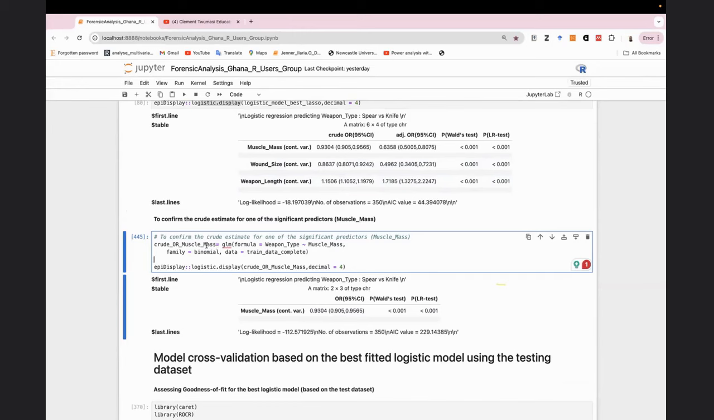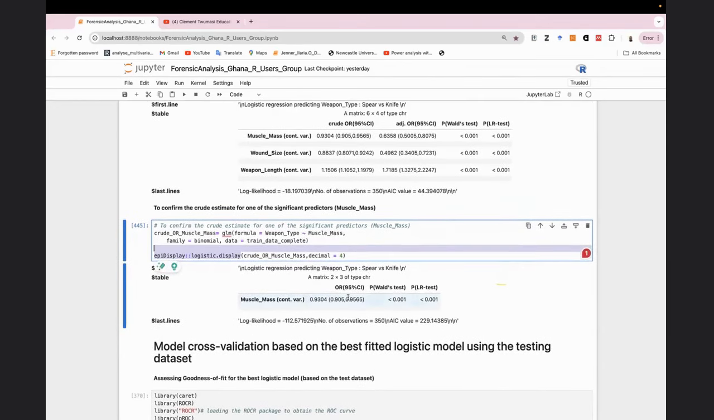All right, so if you do the logistic regression model with just the muscle mass, and you use the same function to calculate the odds ratio, this odds ratio is exactly the crude. Okay, so that's what we mean by the crude. The crude is just when you consider only that predictor in the model and not adjusting for anything.